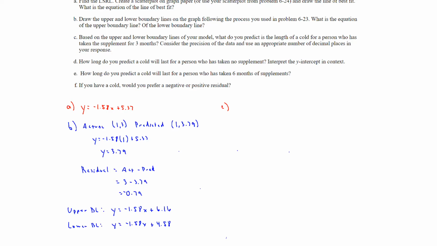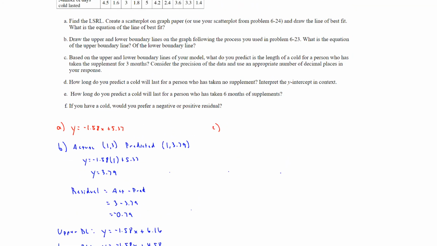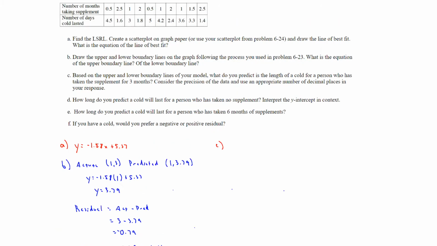Alright, on to part C. Based on the upper and lower boundary lines of your model, what do you predict is the length of a cold for a person who has taken the supplement for 3 months? Consider the precision of the data and use an appropriate number of decimals in your response. So to answer this question, we want to use our least squares regression line to figure out the predicted number of days a cold would last for 3 months.